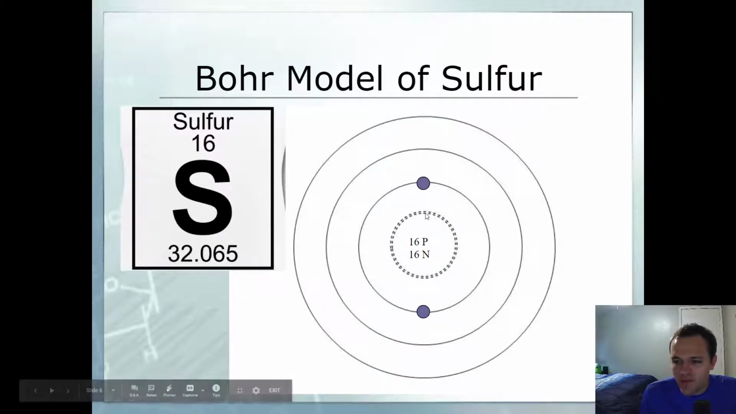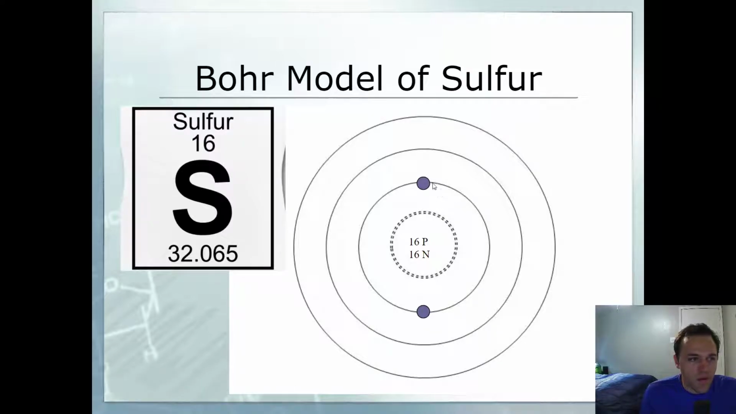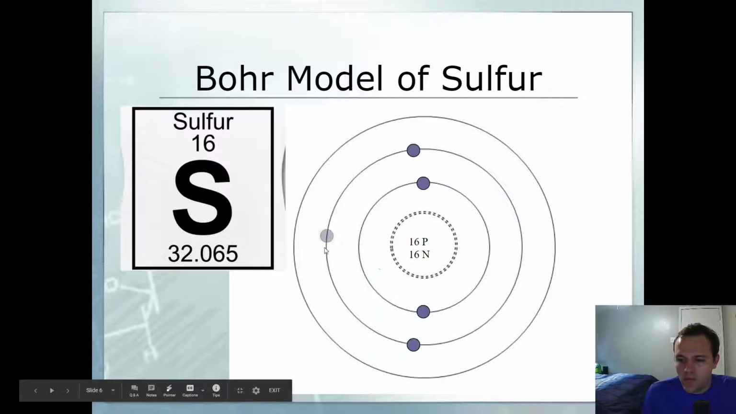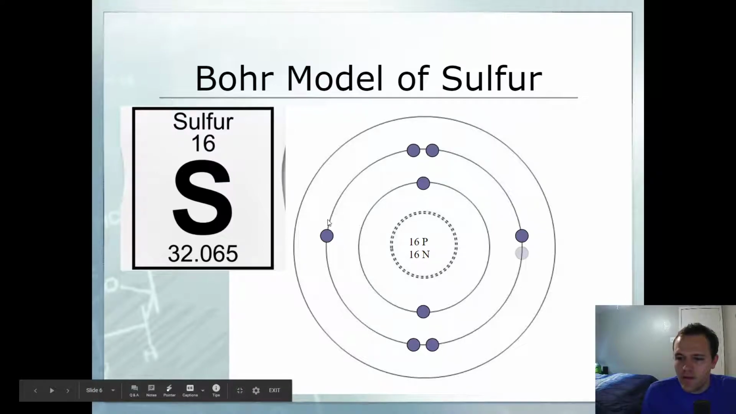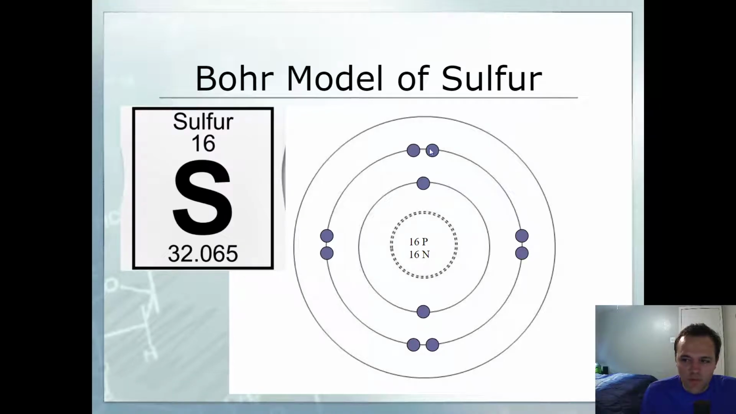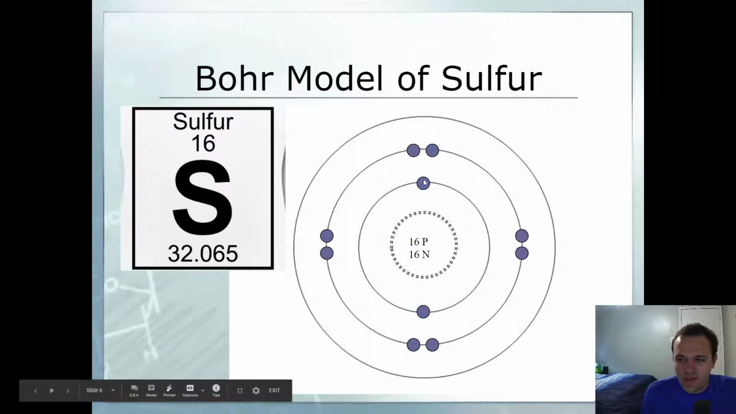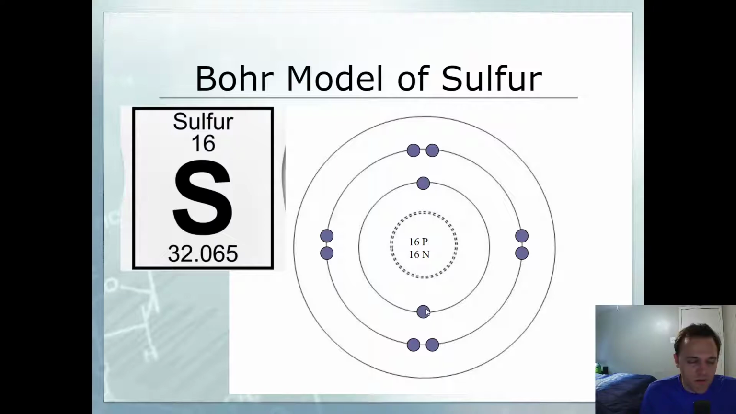All right, so now that this inner shell is filled up, it's got its 2, it's all full, we can move to the second shell. And we said the second shell can hold 8 total. So we're going to go one there, one down here, one over here, one over here, and then start making pairs. One there, one there, one there, and one there. So now we've got 1, 2, 3, 4, 5, 6, 7, 8, 9, 10 total electrons.